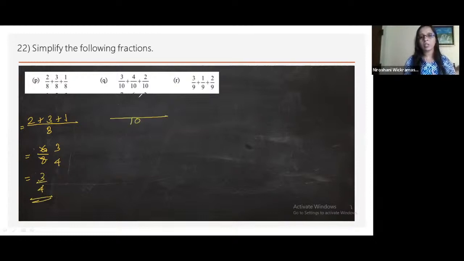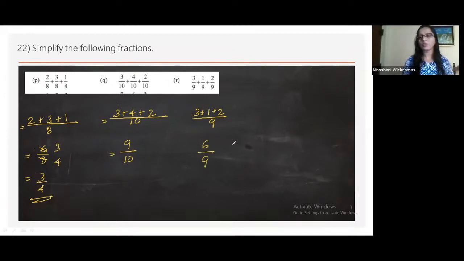denominator is 10, the common denominator. These are like fractions. 3 plus 4 plus 2. 3 and 4, 7. 7 and 2, 9. So 9 over 10. These are also like fractions. Denominators are same, so 9 here. 3 plus 1 plus 2. 3 and 1, 4 and 2, 6 over 9.